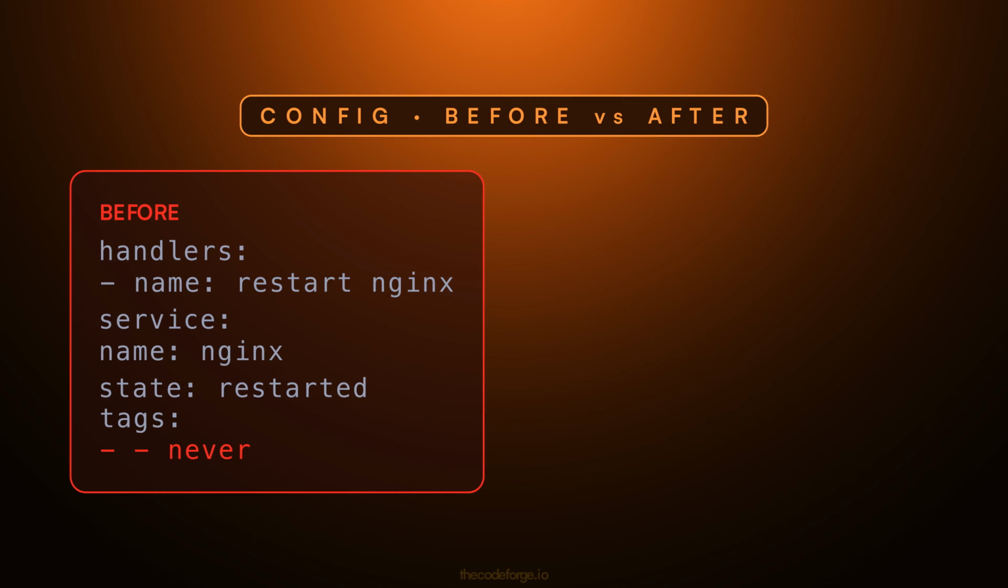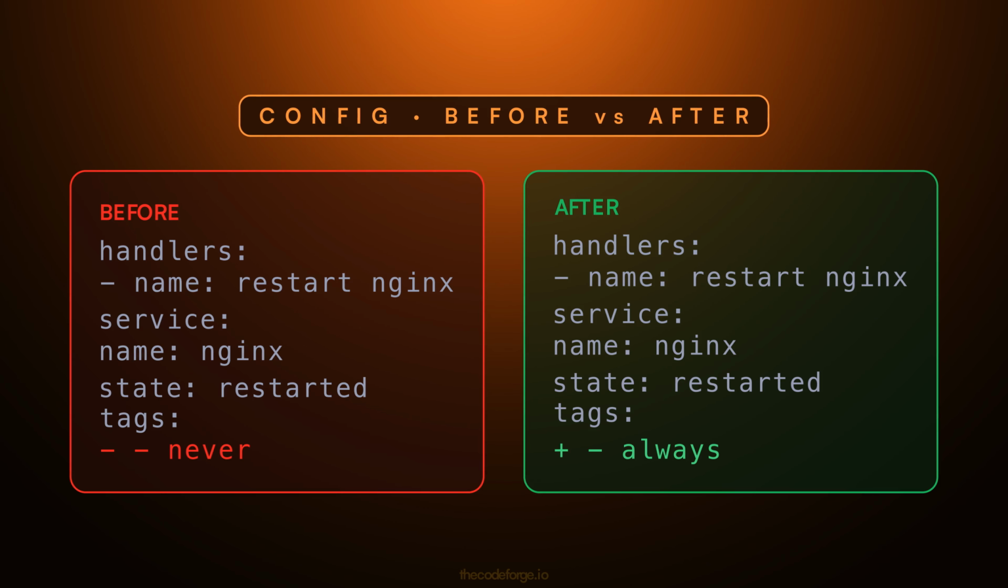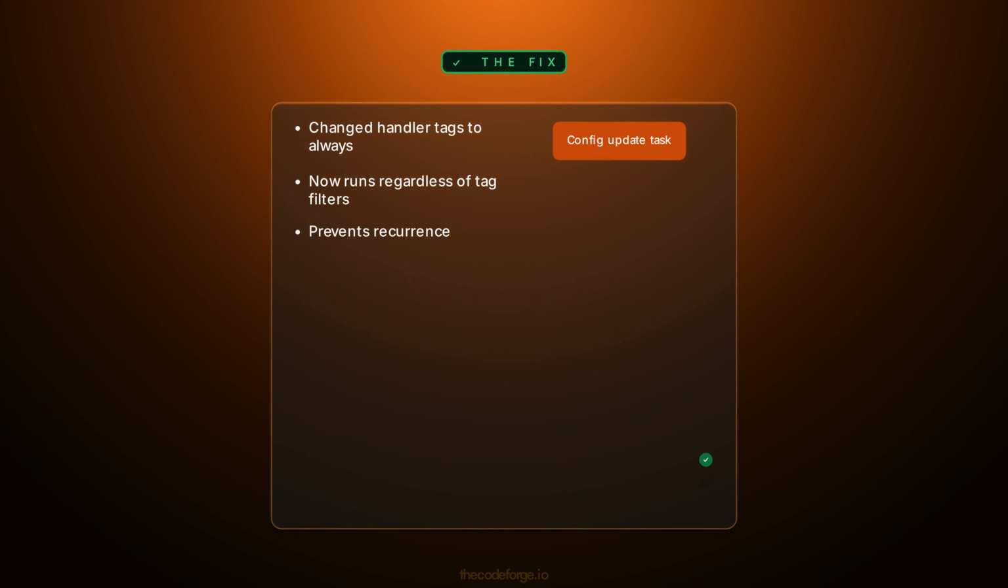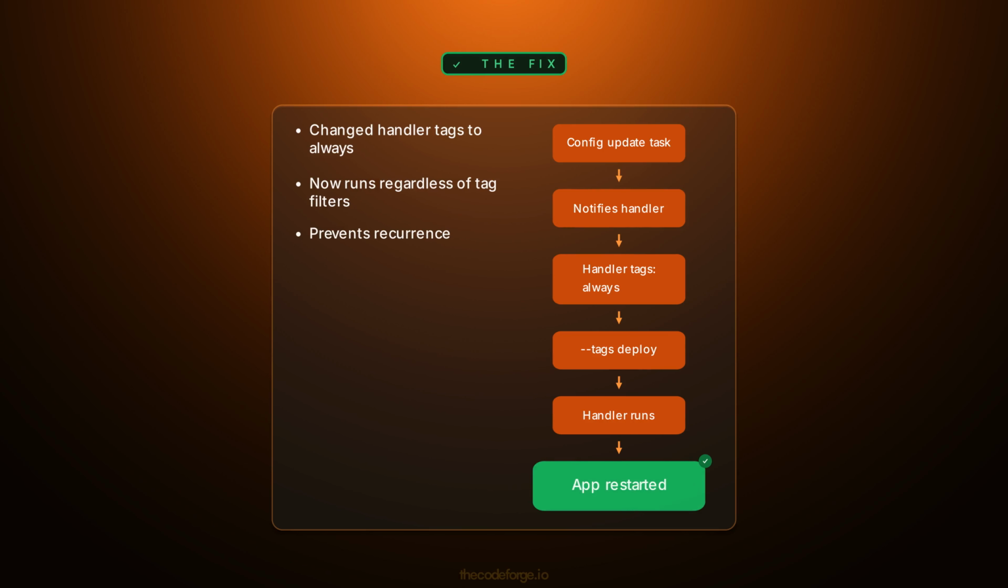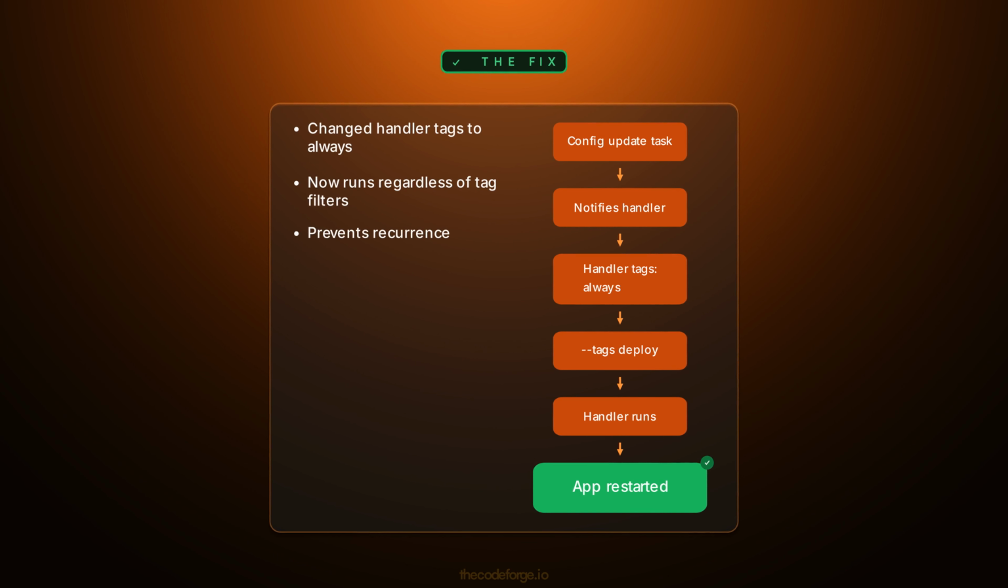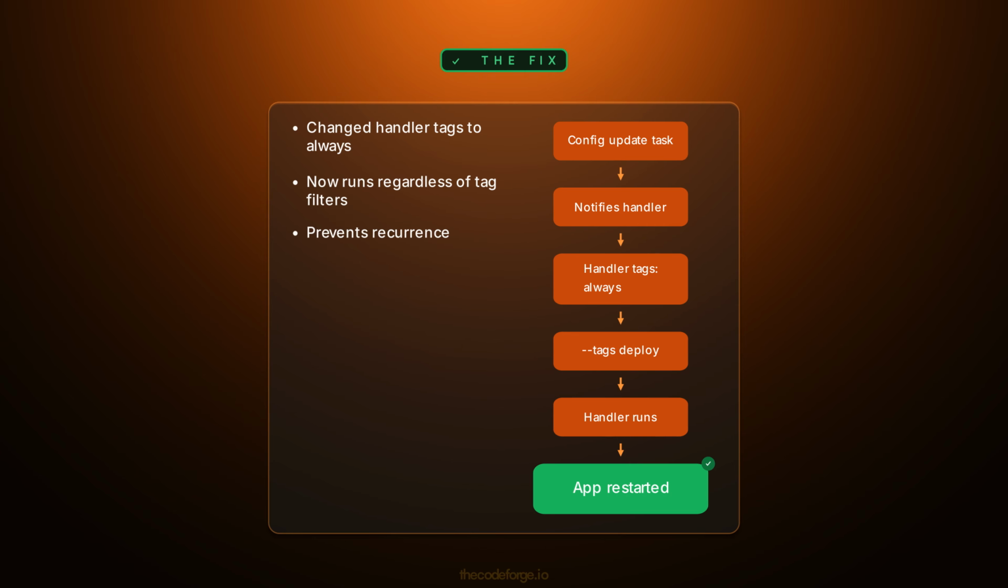A handler was tagged with never, causing it to be skipped when running with --tags deploy. The fix changed the handler tag to always, so it runs regardless of tag filters. The fix was simple: change the handler's tags to always. Now the handler runs even with --tags deploy, ensuring the service restarts after a config update. Always tag critical handlers with always.